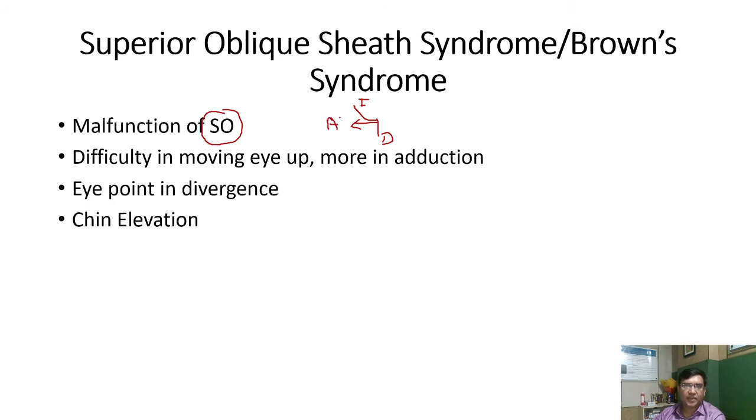Okay, so what happens in superior oblique sheath syndrome? There is a difficulty in moving the eye up, more in the adduction phase. Okay, and the eye points in divergence when the patient looks up, and there is a compensatory chin elevation. The most important point here is difficulty in moving the eye up more in adduction.